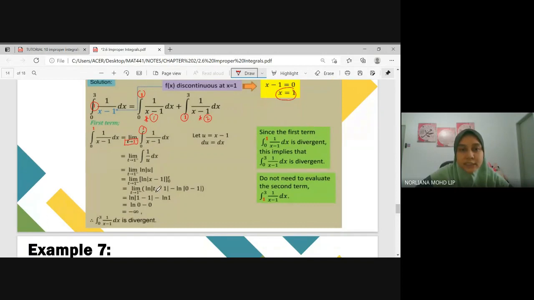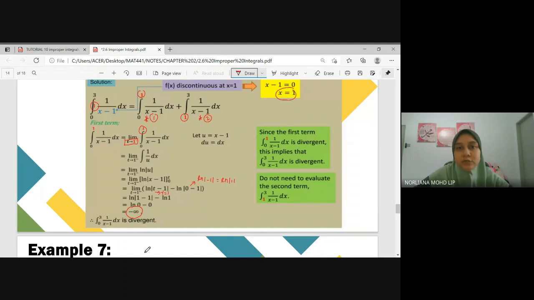Okay, then ni gantikan t equal to 1. So ln 1 minus 1 minus ln negative 1 dia akan jadi positif minus ln 1. Ini ln negative 1 sama dengan ln 1. So ln 0 is negative infinity minus 0. So negative infinity. Okay, dah dapat jawapan dia does not exist kan sebab infinity.